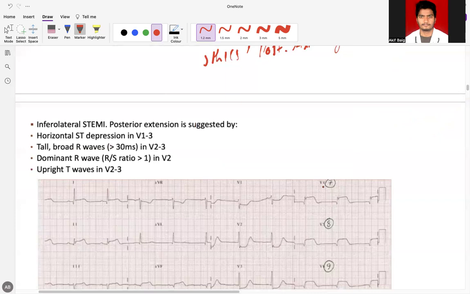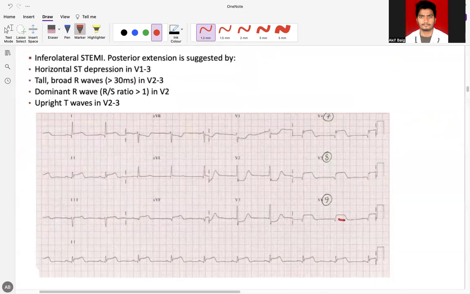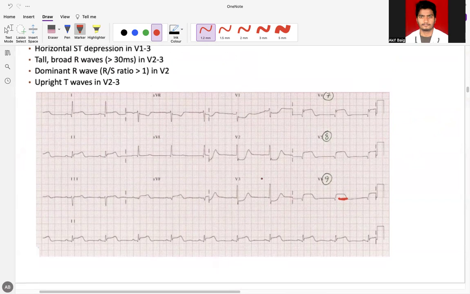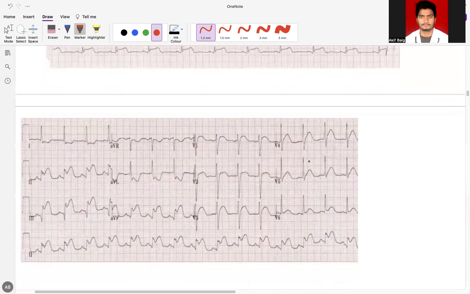When you take these posterior leads, you can see here in V7, V8, V9 there is ST segment elevation. So the changes in V2 and V3 were reciprocal changes. Always keep in mind, when you see any patient with classical chest pain and angina, if the ECG is not showing STEMI, look at the ECG in this pattern. If there are posterior wall changes, then you label it as posterior wall MI. Taking posterior leads is the clue here.